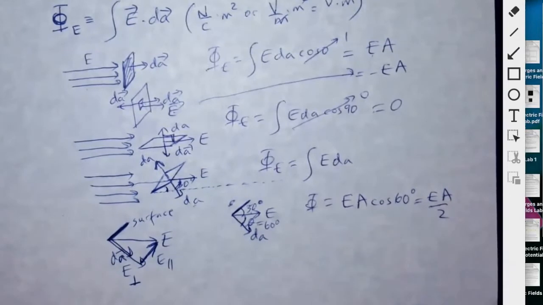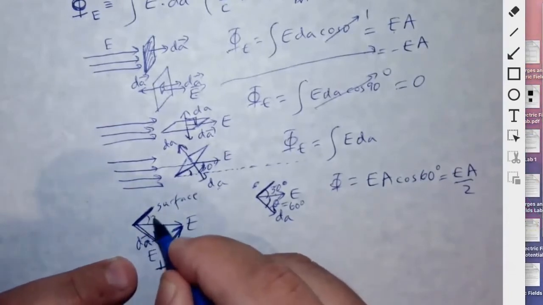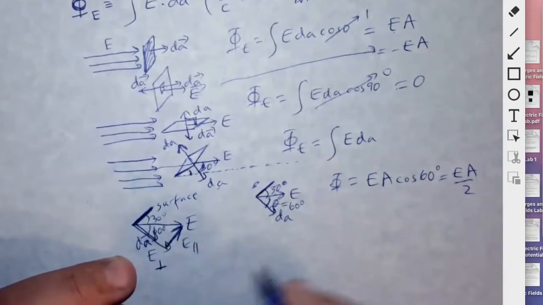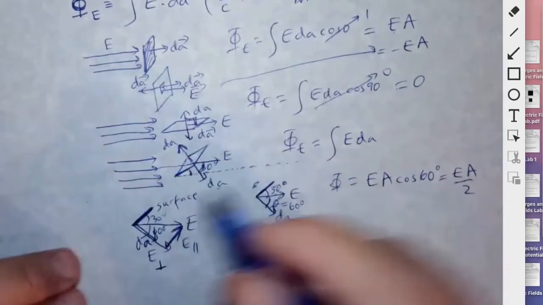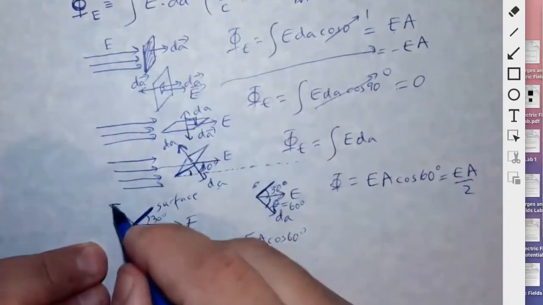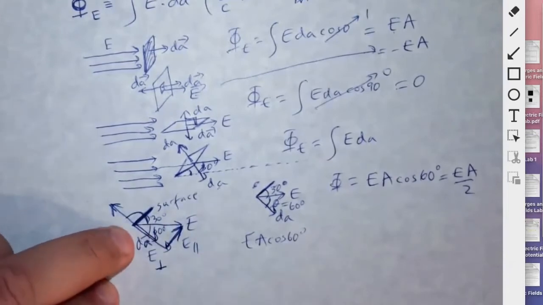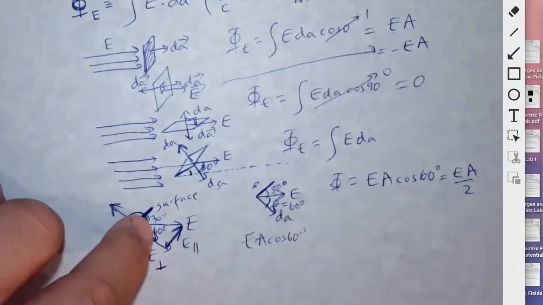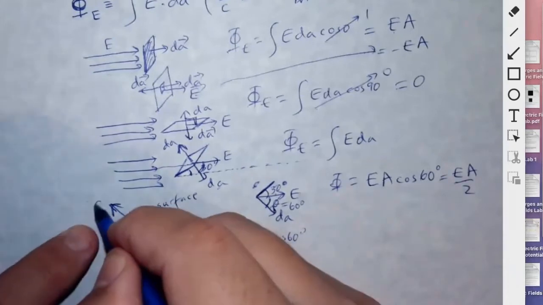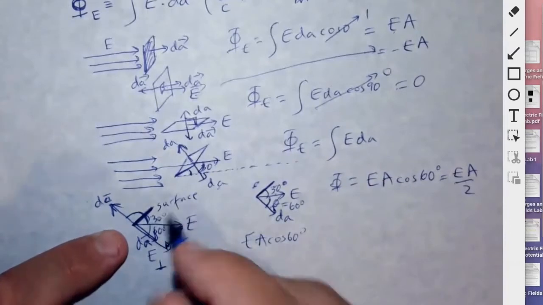It's kind of confusing at first how the angles work, but once you think about it, if this is 30, this is 60, so we want EA cosine 60. Now, if we had defined the dA vector the other way, what would we do? Then it'll be the cosine of this angle, right? The angle the E makes with respect to this dA vector. So it'll be cosine of what? 90 plus 30, which would be 120.